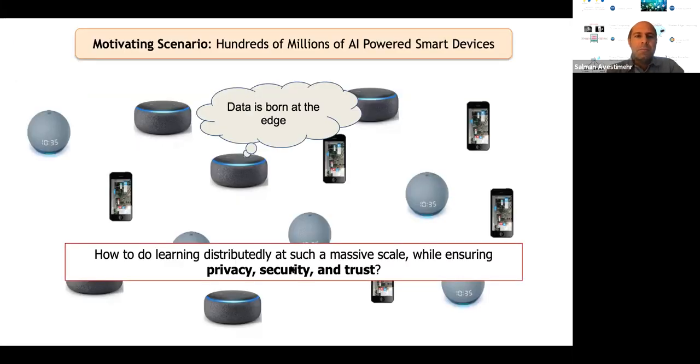All right, so probably for this group, federated learning doesn't need motivation. You are all interested in federated learning. Mostly, the way I see this is that there is going to be a surge of devices at the edge that collect data, and they want to be equipped with AI and machine learning. So the problem is, how would I enable distributed learning at a massive scale while ensuring privacy, security, and trust of the data that is collected and born at the edge of the network?